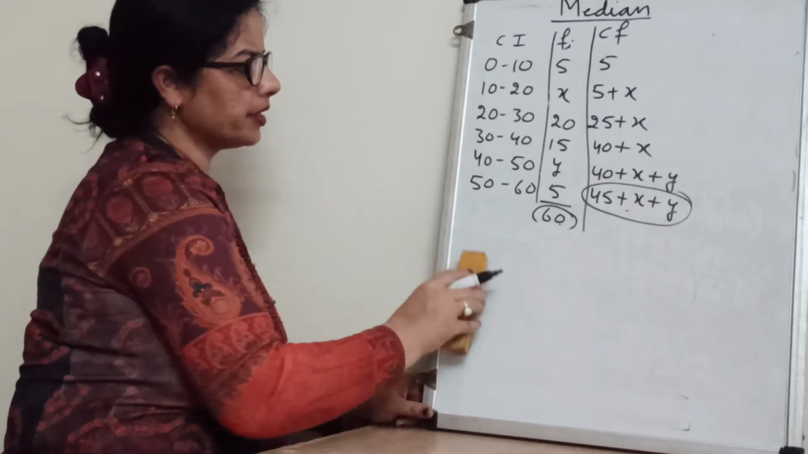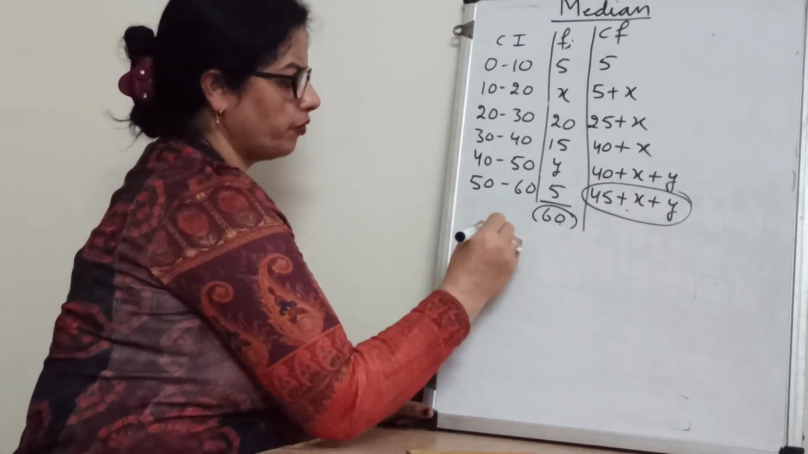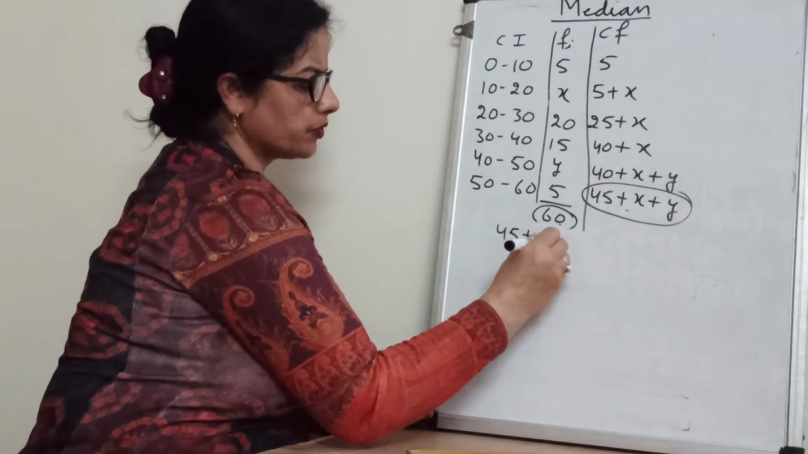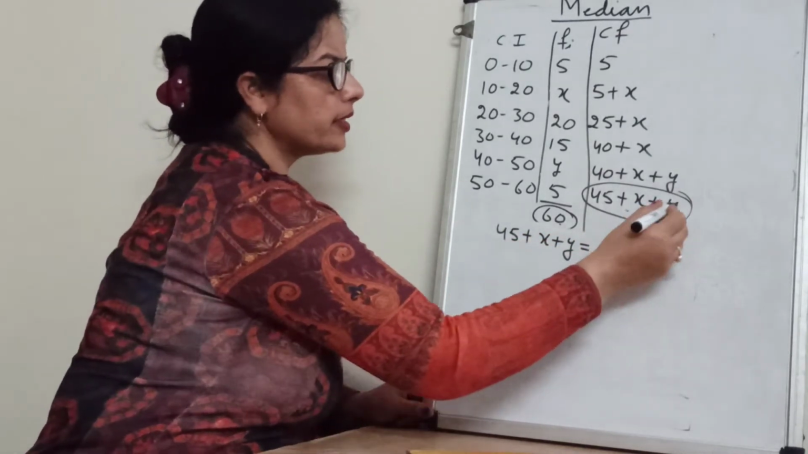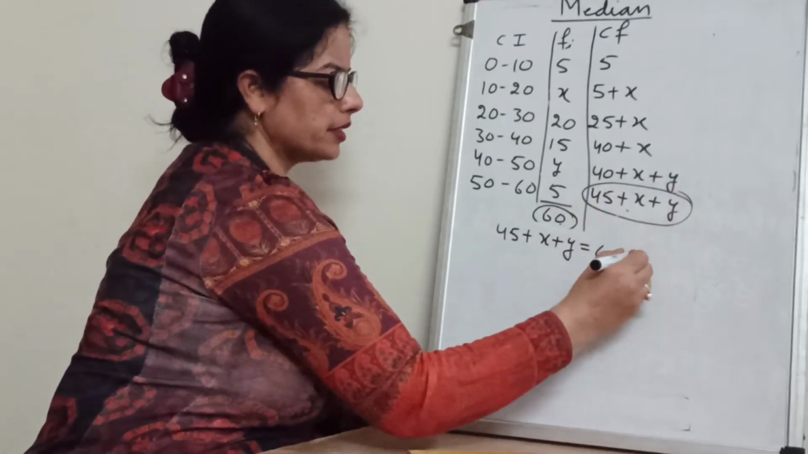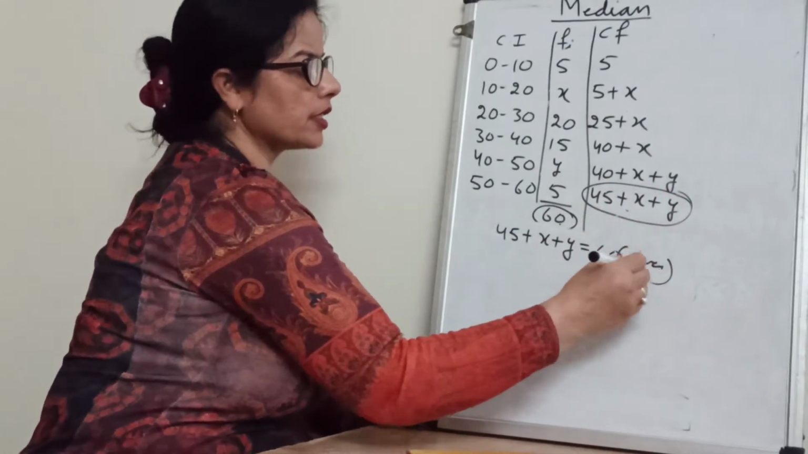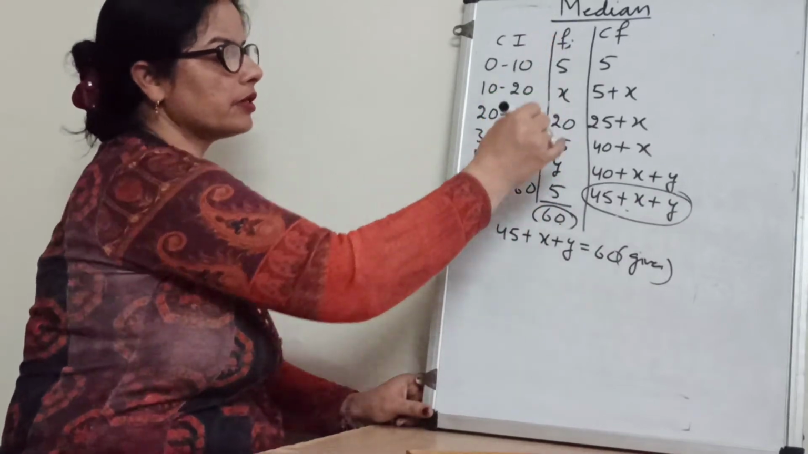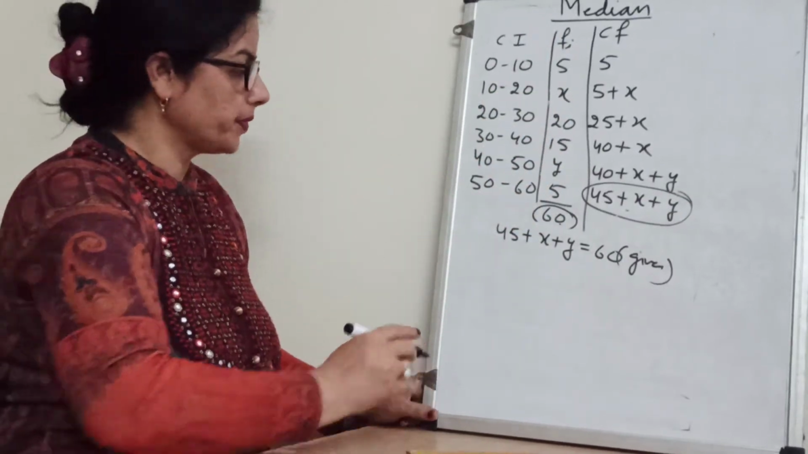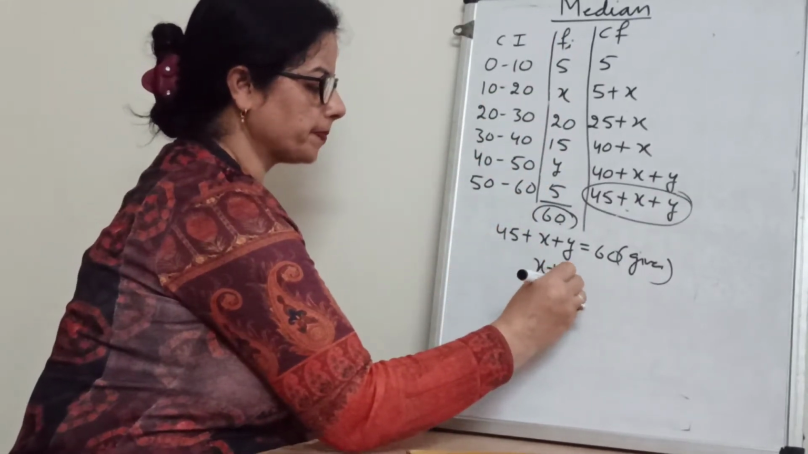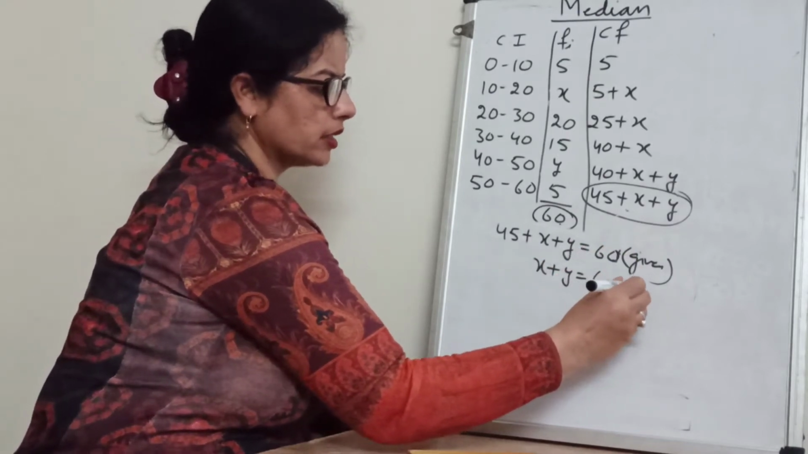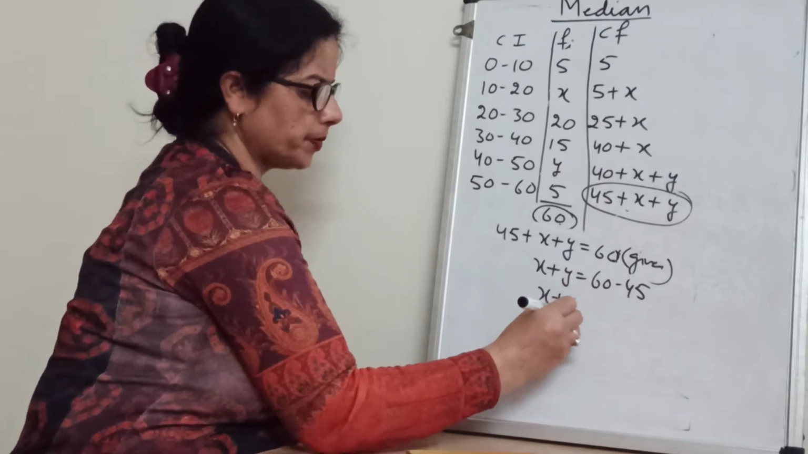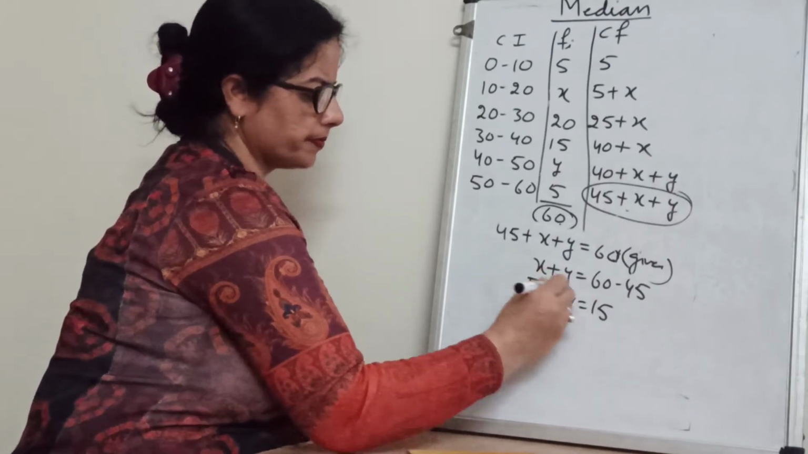So we can write here 45 plus x plus y is equal to 60. Who told you that the value of this is 60? It is given to us because this last entry is always equal to the sum of frequency. So what will be x plus y? x plus y will be 60 minus 45, that is x plus y is equal to 15.